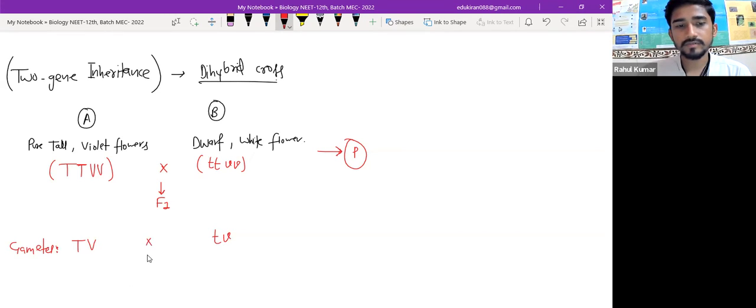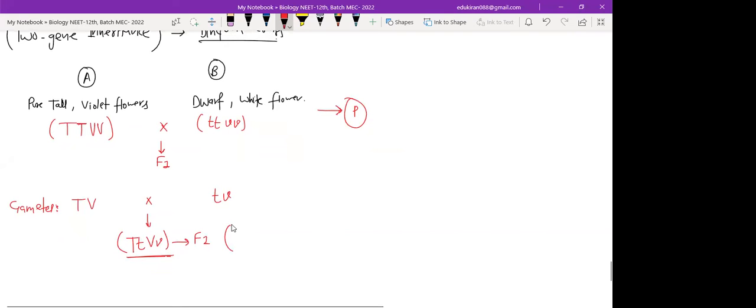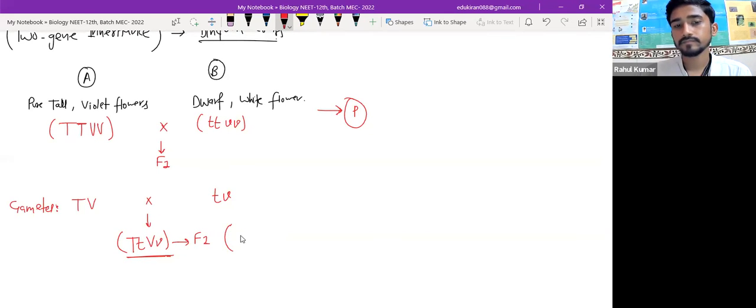And if we cross both of them, the F1 will be capital T, small t, capital V, small v. Correct? This will be the genotype for all. There will be no ratio. Does it make sense, everyone? And what will be the phenotype? The plant will be tall and violet. In this case, you can say hybrid tall and hybrid violet. Make sense?